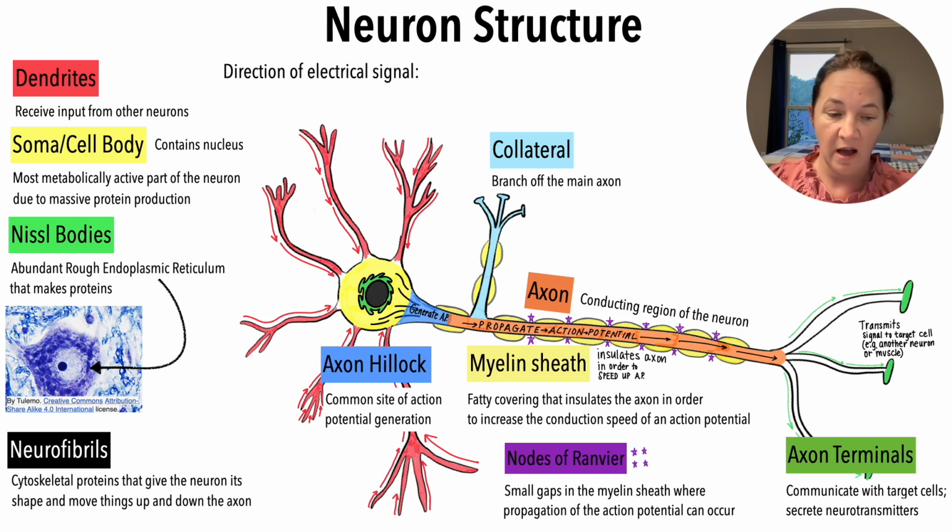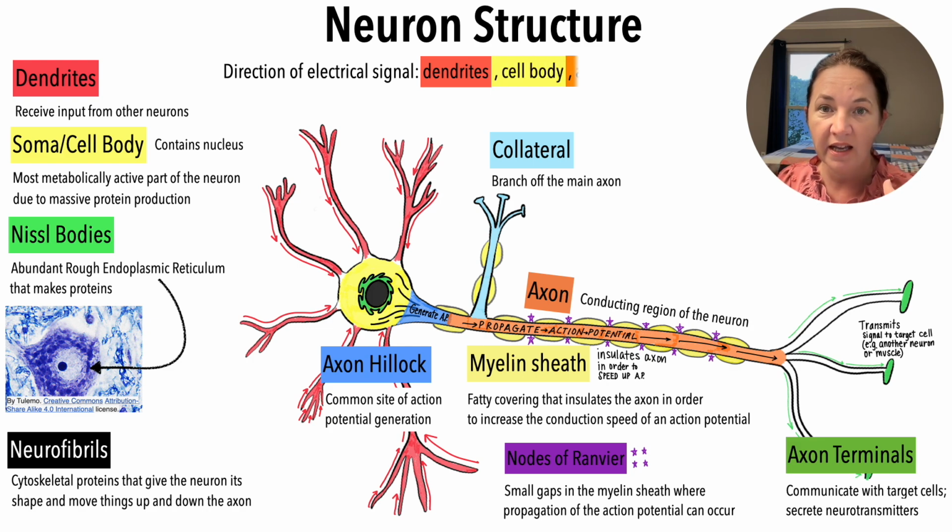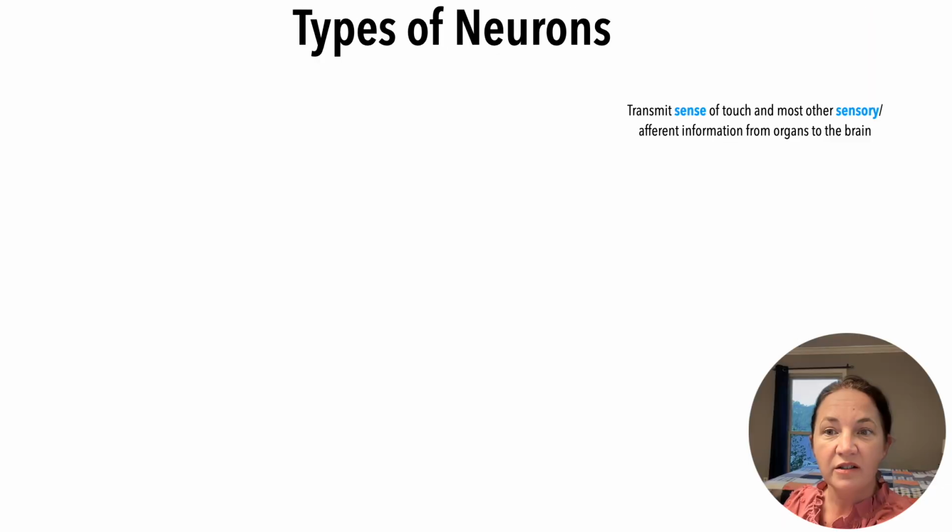Now, if we're going to think about the direction of the electrical signal as it goes through a neuron, it comes in through the dendrites, passes through the cell body, goes down the axon, gets to the axon terminals, and then it's passed along to the next target.